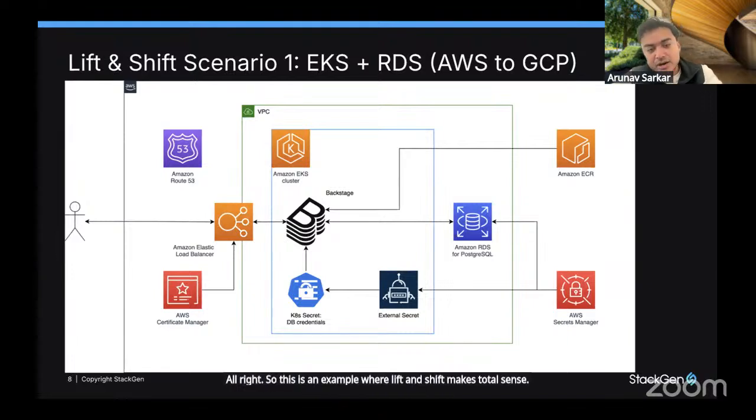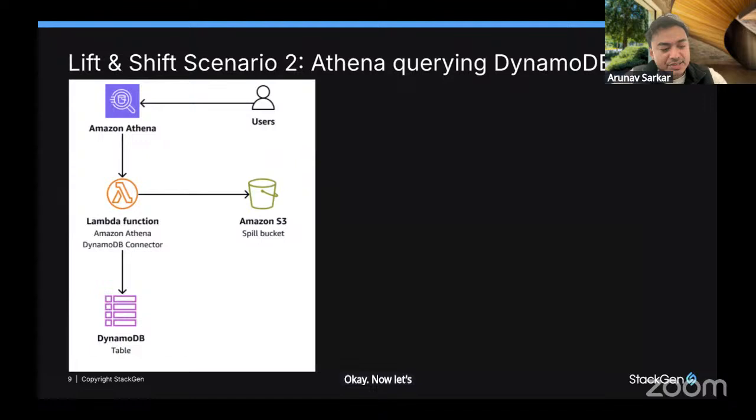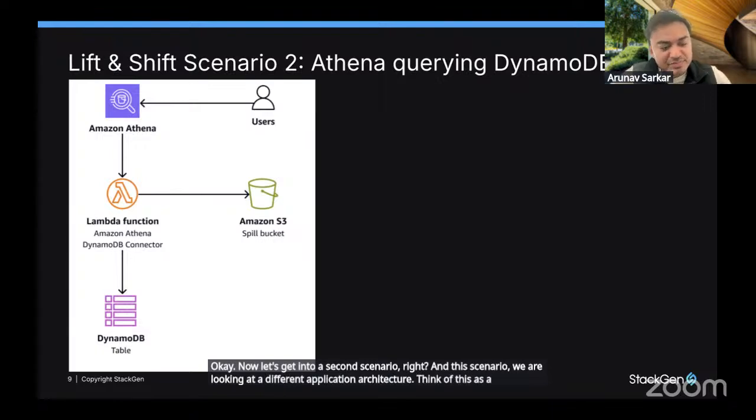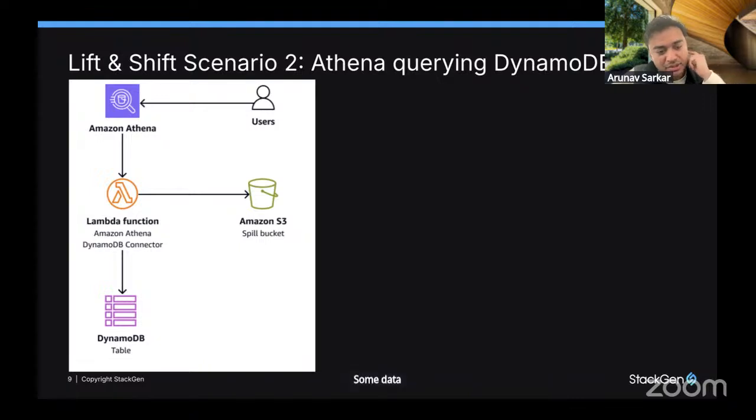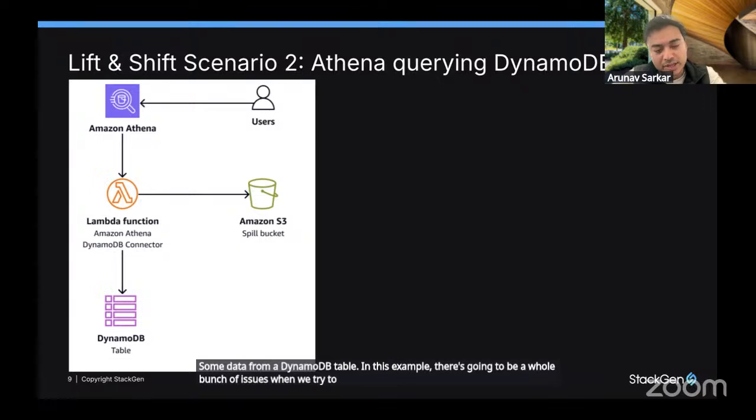Okay, now let's get into a second scenario. In this scenario, we are looking at a different application architecture. Think of this as a poor man's business intelligence tool, where we give some users access to Amazon Athena so that we can query, using SQL, some data from a DynamoDB table. Okay. In this example, there's going to be a whole bunch of issues when we try to look at what the equivalent would look like inside GCP.